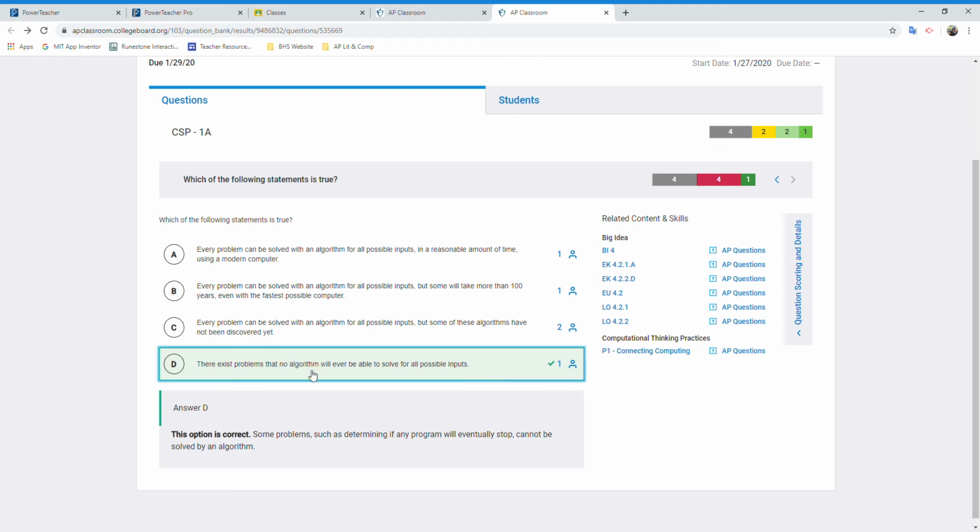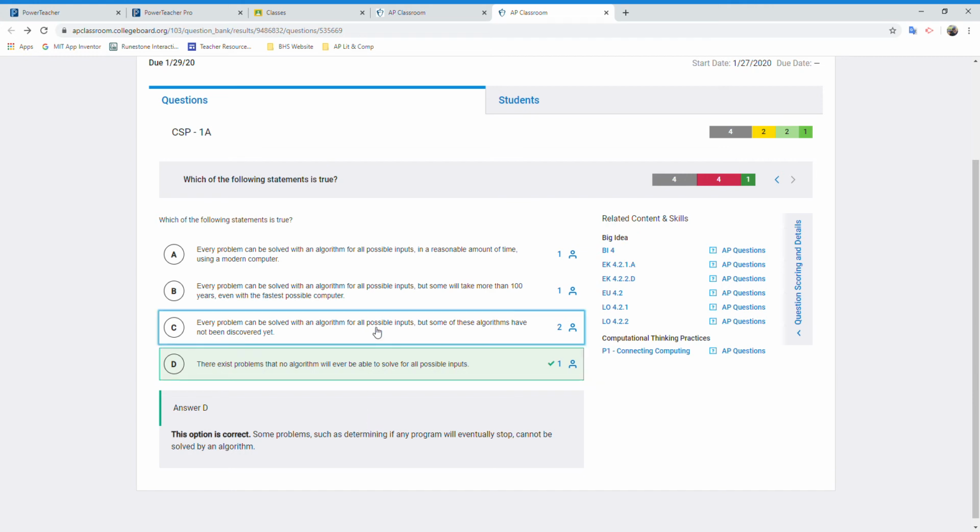Now, D is the correct answer. It says some problems, such as determining if any program will eventually stop, cannot be solved by an algorithm. So it's saying there are some problems that cannot be solved by an algorithm for all possible inputs, meaning every possible input you could ever imagine. So they're saying there are limits.